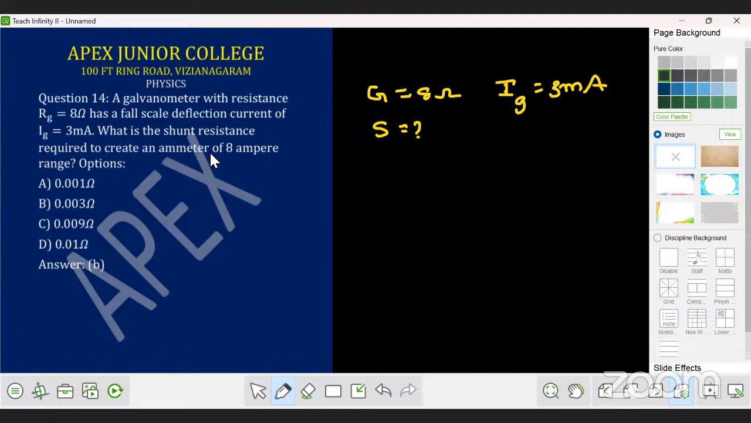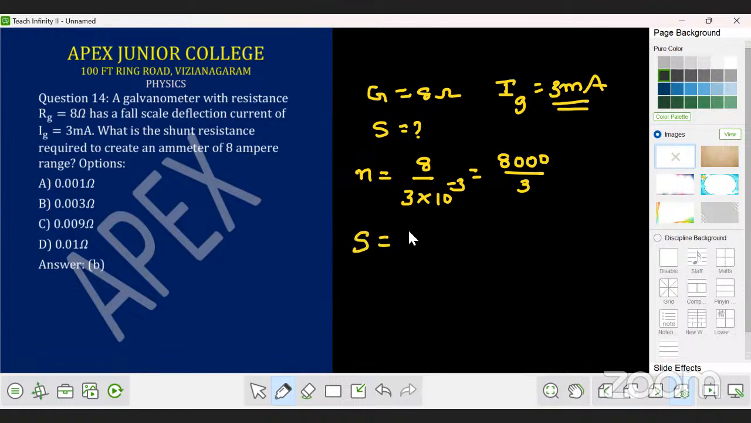To create an ammeter of 8 ampere range, the final ammeter range should be 8 ampere. Initially, the ammeter range is 3 milliampere and the final should be 8 ampere. So the number of times the range is increased is 8 by 3 milli, that is 3 into 10 power minus 3. When the 10 power minus 3 goes up, it becomes 8000 by 3. Okay. Now, you have to calculate the S value only, na?